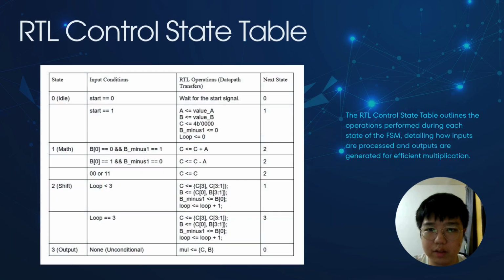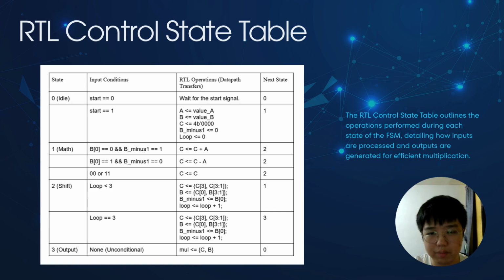Now I will talk about the control state table. For state 0, only when start equals 1, the values will load into A and B. Then 0 will be loaded into C, B minus 1, and also the loop counter. Next will be state 1, the math operation.